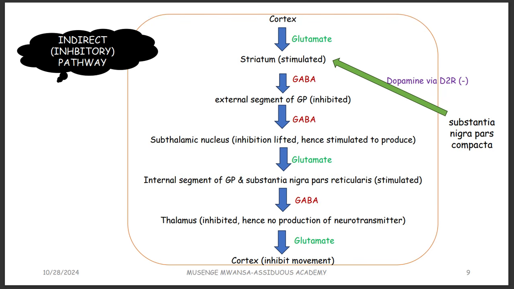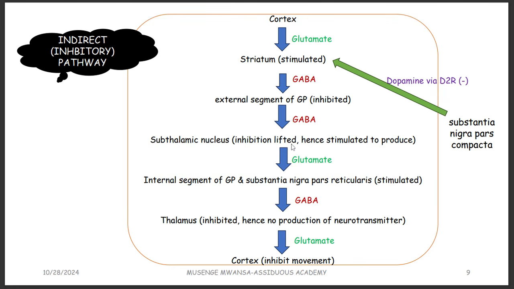So now we have three parts that produce glutamate. What is going to happen is that the cerebral cortex is going to release its excitatory glutamate. That glutamate still stimulates the striatum. The striatum produces GABA. That GABA is going to go to the external segment of the globus pallidus. Because this is an inhibitor, it is going to inhibit the external segment of the globus pallidus, and so this external segment will not be able to release GABA. Since it can't release GABA, there is a lift of inhibition on the subthalamic nucleus, and so the subthalamic nucleus can now produce glutamate.